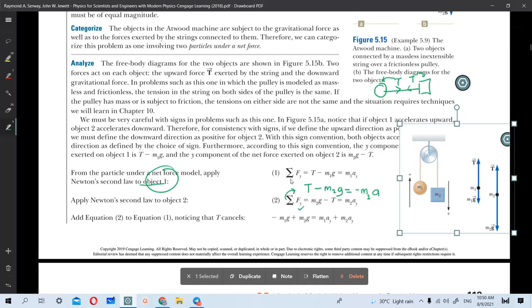And then when you simplify, in this case, you times with negative 1. But I would like to leave it as it is. So it becomes M2g, this is negative, become positive. Minus tension, equivalent to negative, become positive M2a. So, same as given by the book.